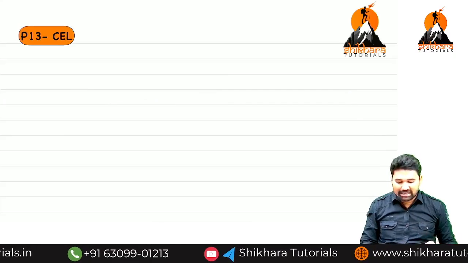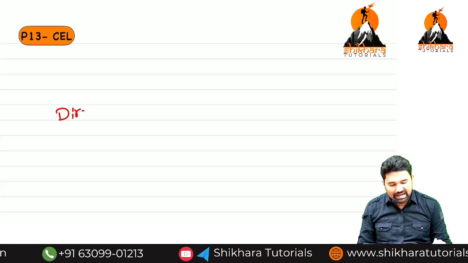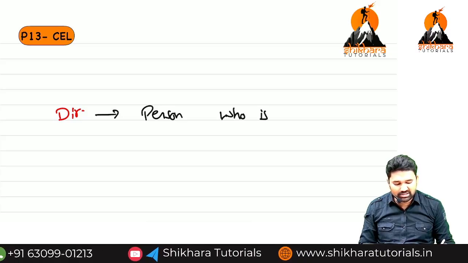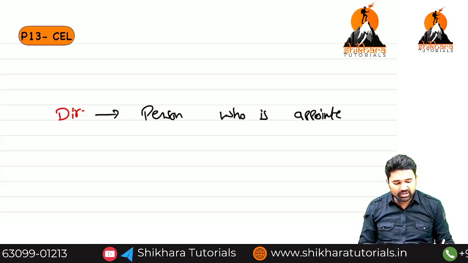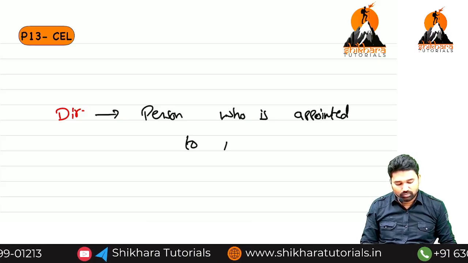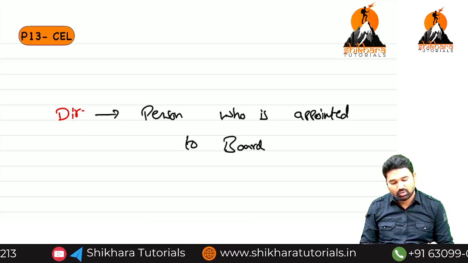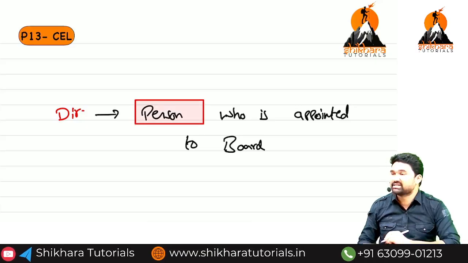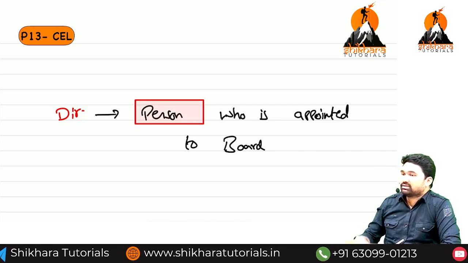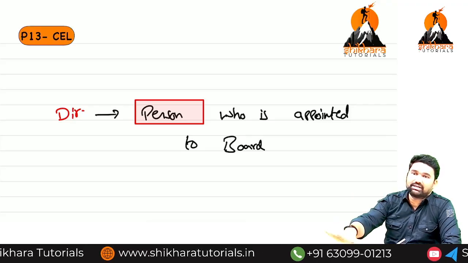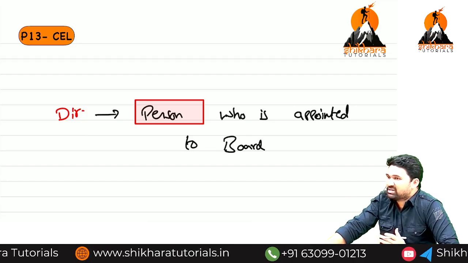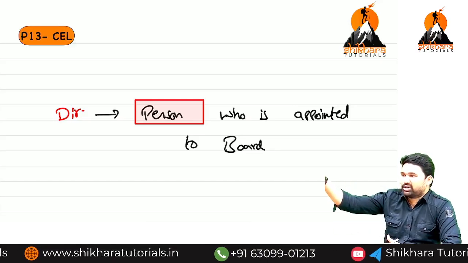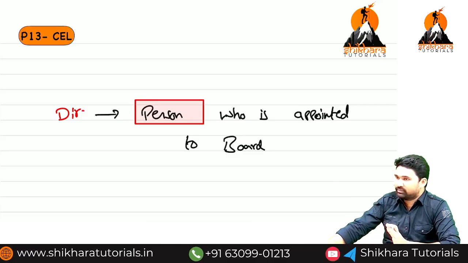Okay, so first of all, tell me who is a director? A director is a person who is appointed to the board of the company. The relevant point to be highlighted here is 'person'. Person means only individual persons are allowed to act as directors. No body corporates are allowed to act as directors in another body corporate. This is the first point.